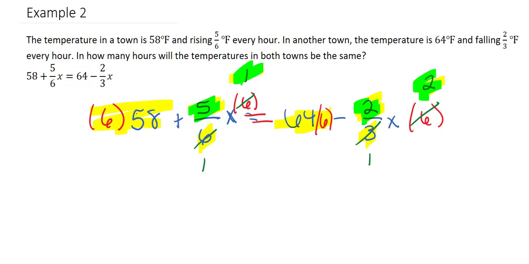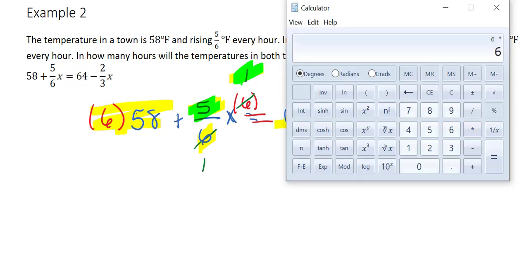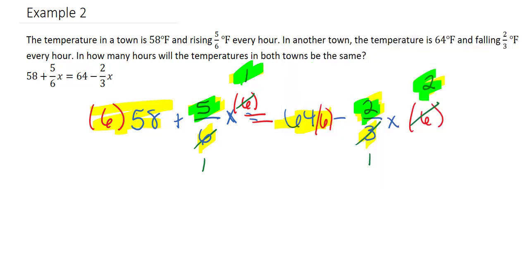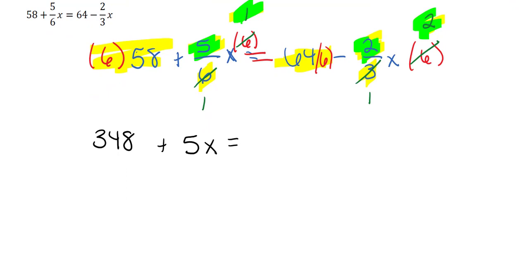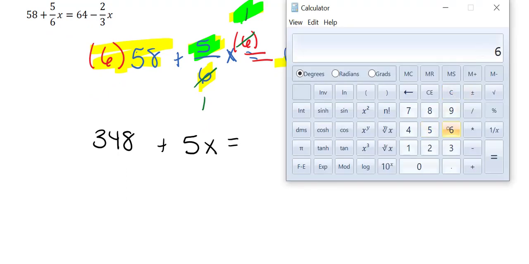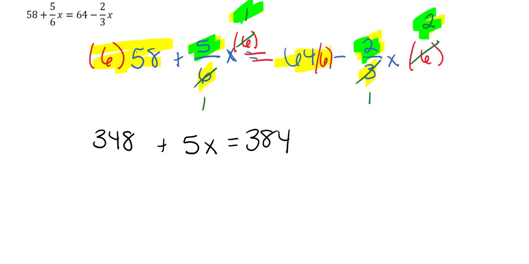So we have 6 times 58. Well, we can get our calculators out. 6 times 58, and we get 348. Plus 5 times 1, that's just 5, and then that's x. Now we have 6 times 64, which is 384, and then we have minus 2 times 2, so that's 4, and we still have this x here.